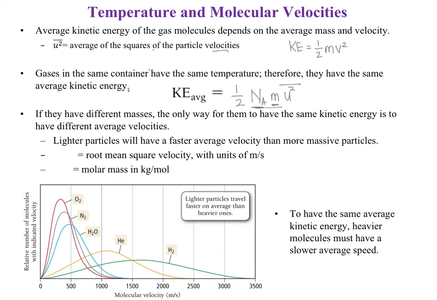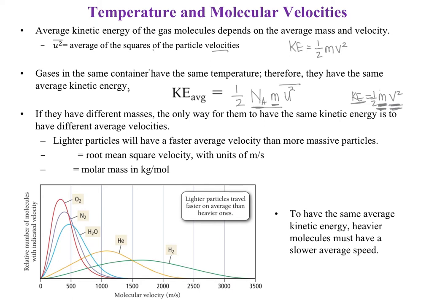So all elements have different masses. The way that they can have the same kinetic energy is for them to have different velocities. So remember, kinetic energy will be the same at a given temperature. If my mass is low, then I'm going to have a fast velocity. So little molecules move fast. If I have a really heavy mass, a big mass, then my velocity is going to be low, so I'm going to move slower. That's how this all plays together.